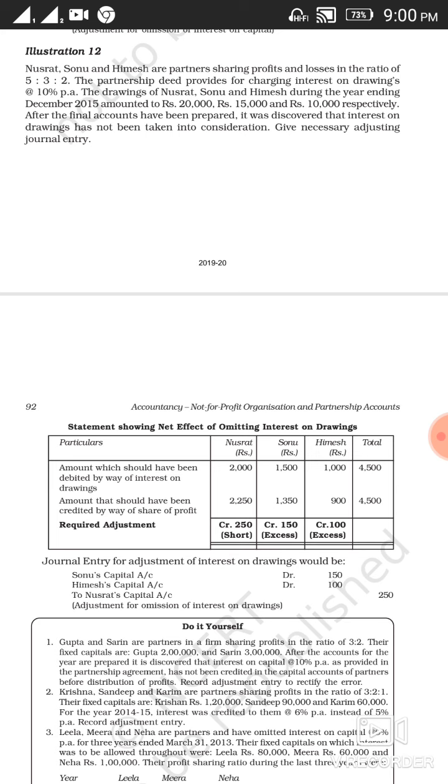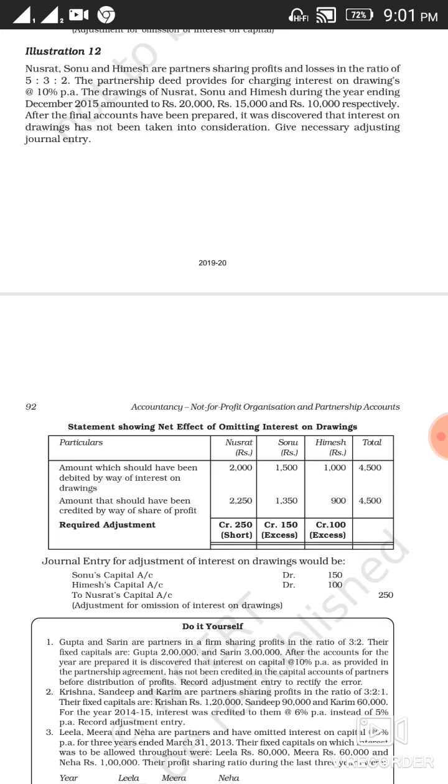So in our working note, we'll distribute this 4,500 among Nusrat, Sonu and Himesh in the ratio 5:3:2. That means 4,500 into 5 by 10 to Nusrat, which comes to 2,250. 4,500 into 3 by 10 to Sonu, and it comes to 1,350. And for Himesh it will be 4,500 into 2 by 10, and it comes to 900 rupees.